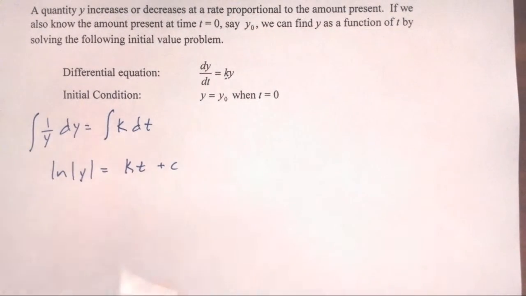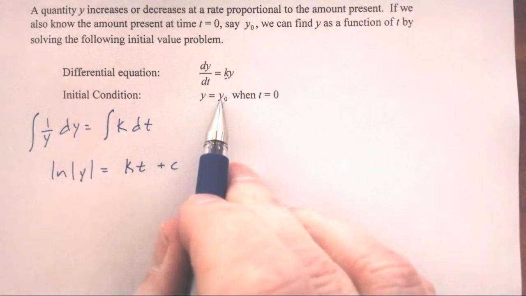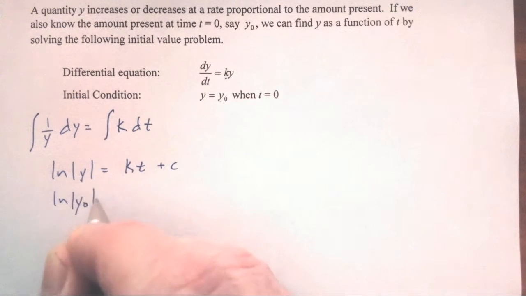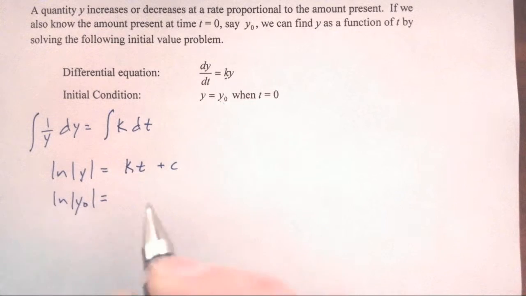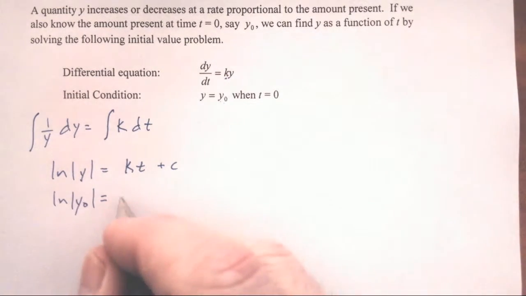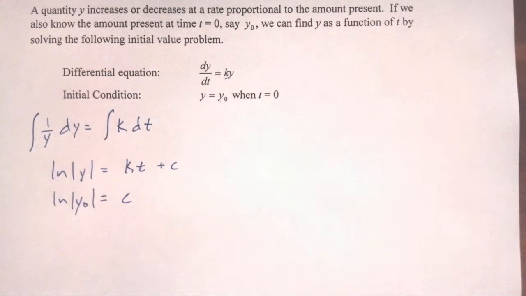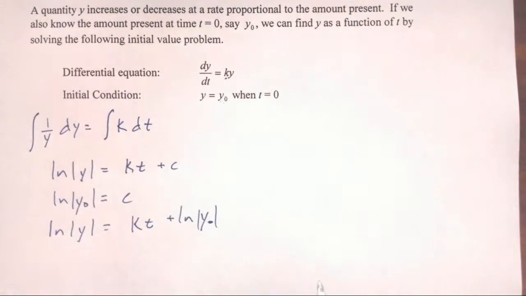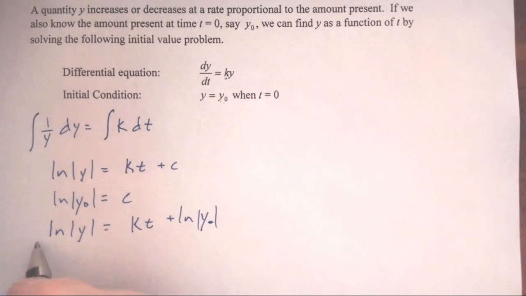We can do that. All right, at this point, I'm going to go ahead and figure out what c is. If I put in y naught, y is y naught, so I get ln y naught equals, when t is 0, I get c. So c is ln y naught. You'll see where we're going with that. So at that point, my formula is ln of y equals kt plus ln y naught. And I might be tempted to take e to the on both sides.